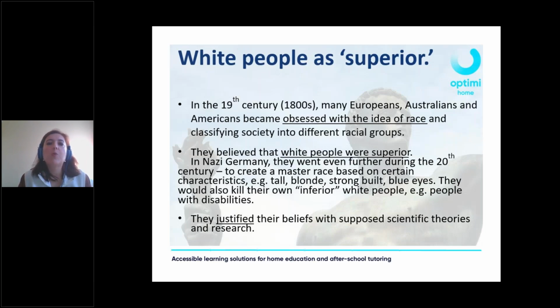Right, on the next slide, white people was seen as superior. So in the 19th century, that is the 1800s, remember the year count is also always one below the century. Many Europeans, Australians, and Americans became obsessed with the idea of race and classifying society into different racial groups.